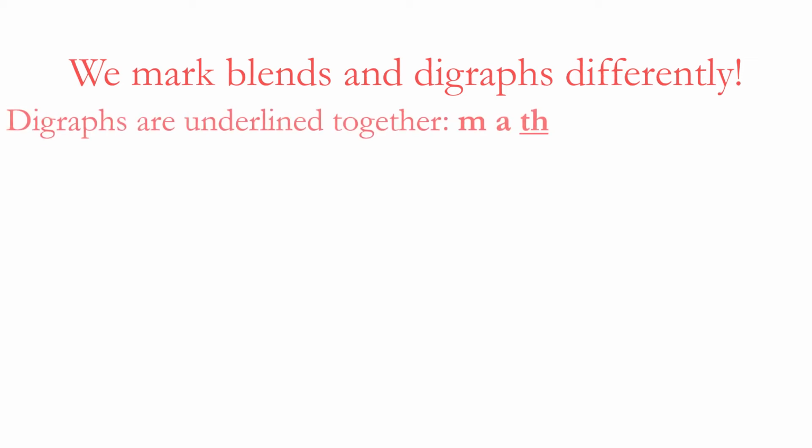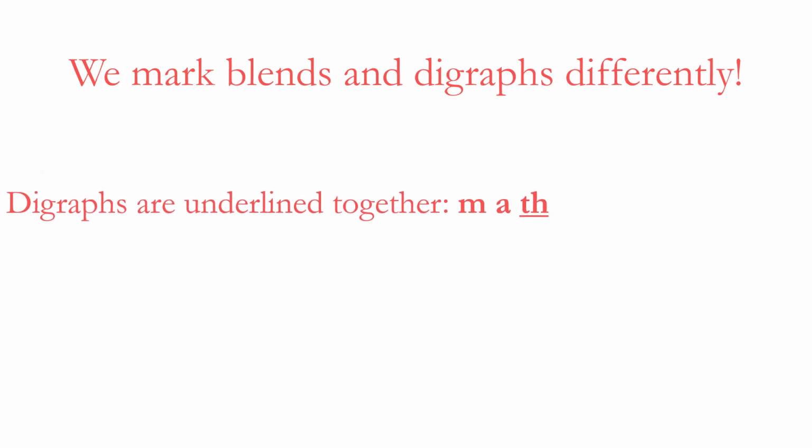Okay, so now that we've talked about blends and digraphs, let's look at how we mark them, because we mark them a little bit differently. Digraphs are underlined together, like in the word math. I've separated the letters here just so you can see it. The T and the H, that's the digraph, get an underline, and of course the M and the A don't. So math is an example of how digraphs are marked.